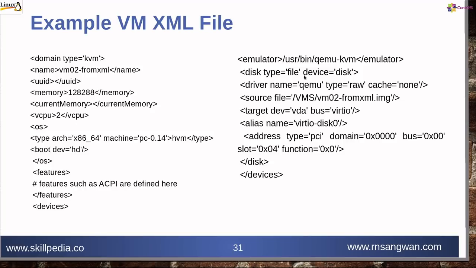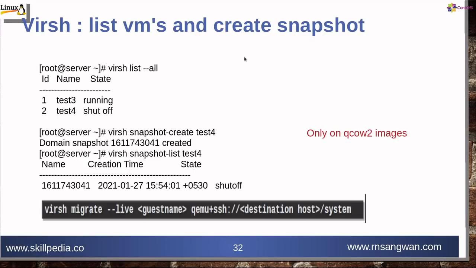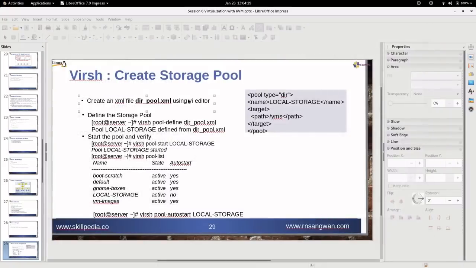We have to specify the size, the disk type is file, the device is disk, and the name of the image file which I created in the previous slide can be specified like this, and the rest of the details are self-explanatory. Then you can run the command given in the previous slide to launch the machine using this virsh command. To list all the machines, you can use virsh list all. Let's try these commands, and we are going to create a snapshot also, virsh snapshot create test4. Let's try these commands.